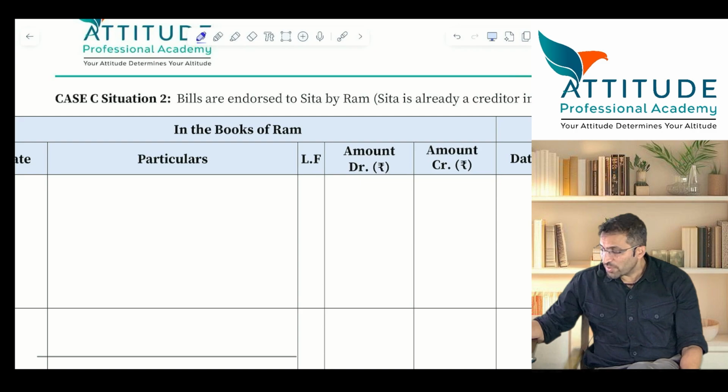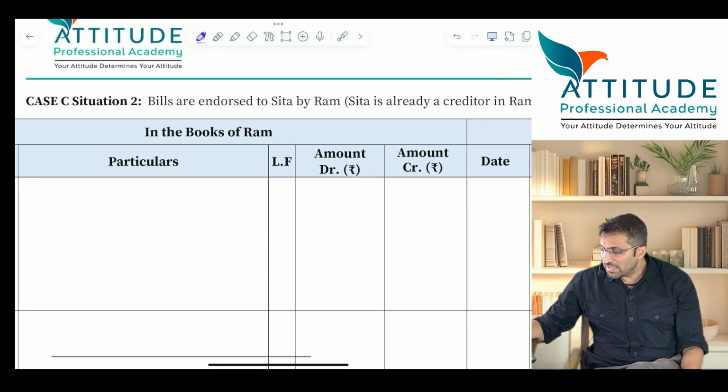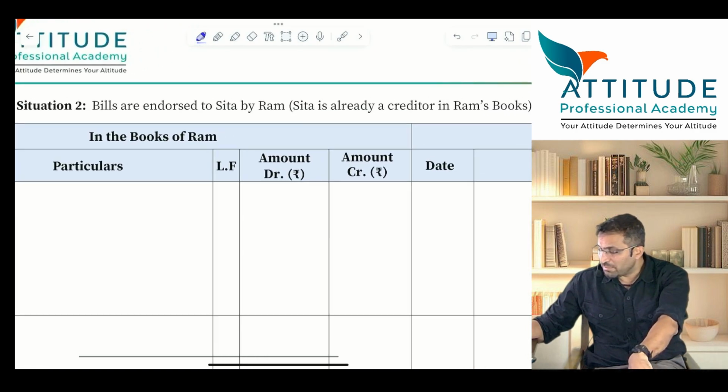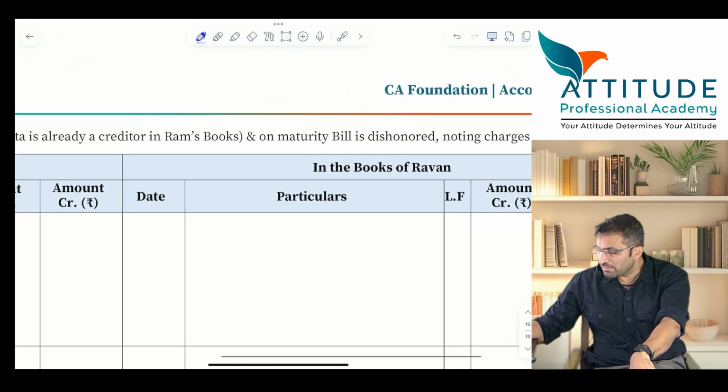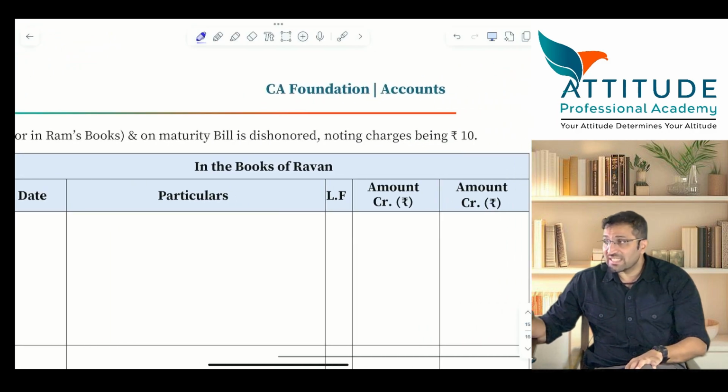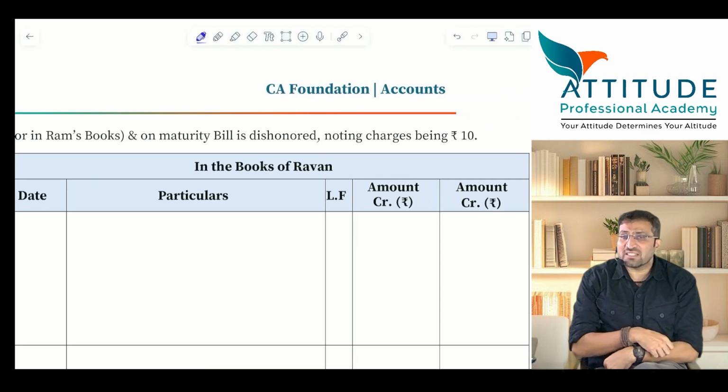Right there. Situation case C, situation 2. Bills are endorsed to Sita by Ram. Sita is already a creditor in Ram's books, and on maturity, bill is dishonored. Noting charges 10. Who pays the noting charges?